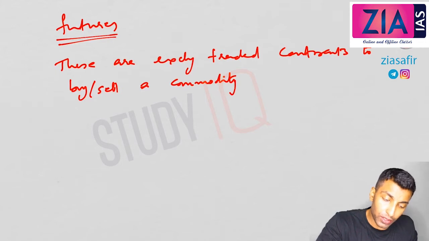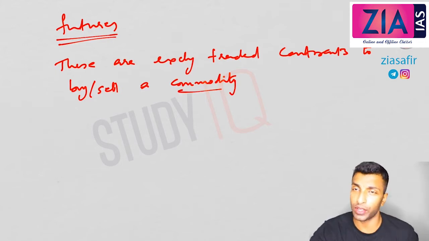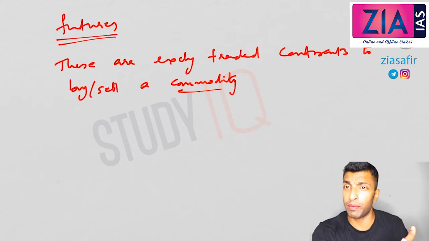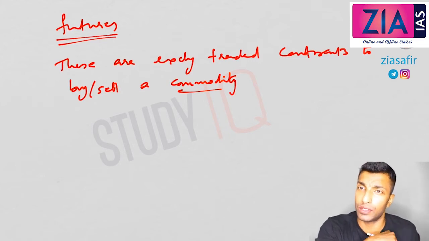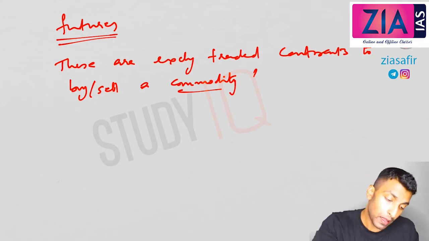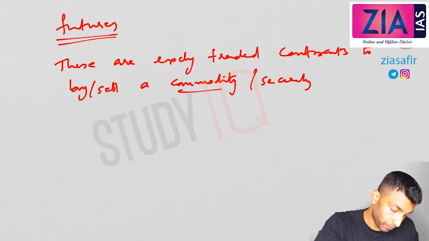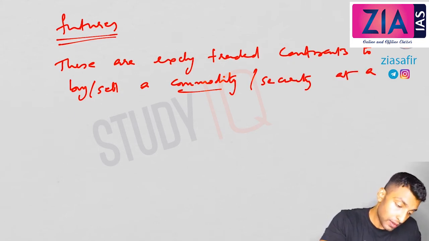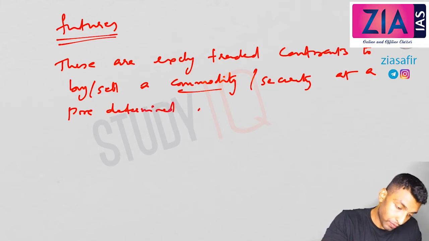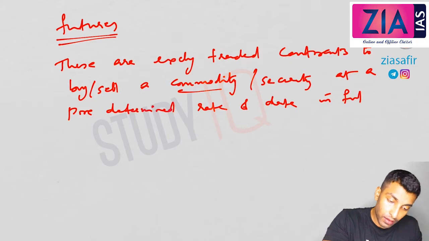So I'm going to talk about that example. So it is a commodity. It is talking about potato. I can talk about the share market like Reliance futures, etc. That is a security. So, a commodity or security at a predetermined rate and date in future.